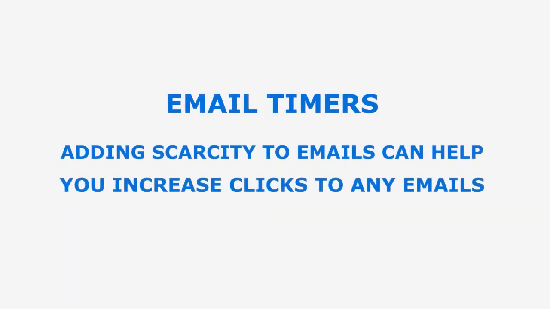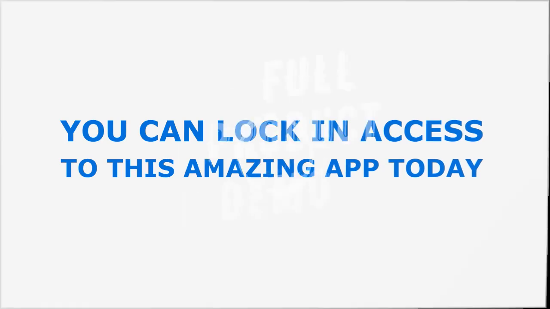Email timers. Adding scarcity to emails can help you increase clicks to any emails. If your subscribers are limited in time to take action, then they are more likely to take action on the message. You can lock in access to this amazing app today and start to make more money from your emails.